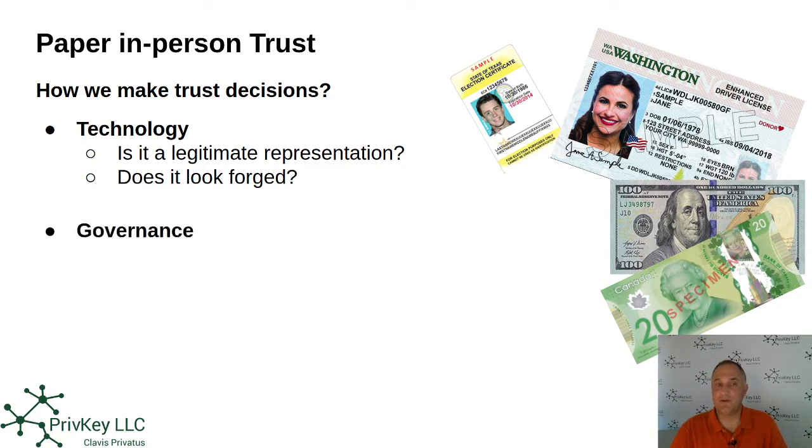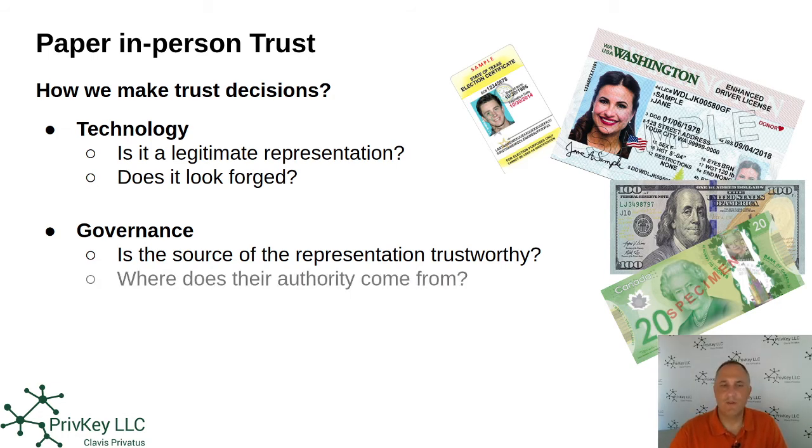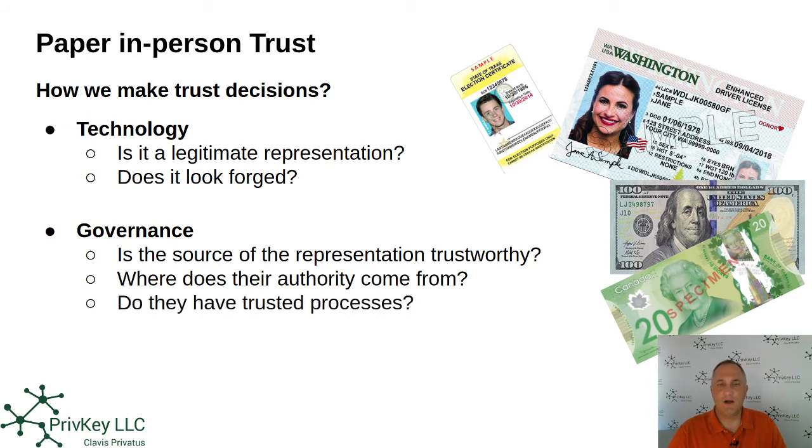Now the next step is governance. Is the source of this representation, of this technology, trustworthy? Because the company behind it could be a complete farce issuing these things. They could be very technologically advanced, that's correct, but the actual institution issuing this is not trustworthy. Where does the authority come from? Is it from the government? Is it a third party? So all these questions come up. And is there a process to guarantee this type of trust, or to provide a trusted process, basically?